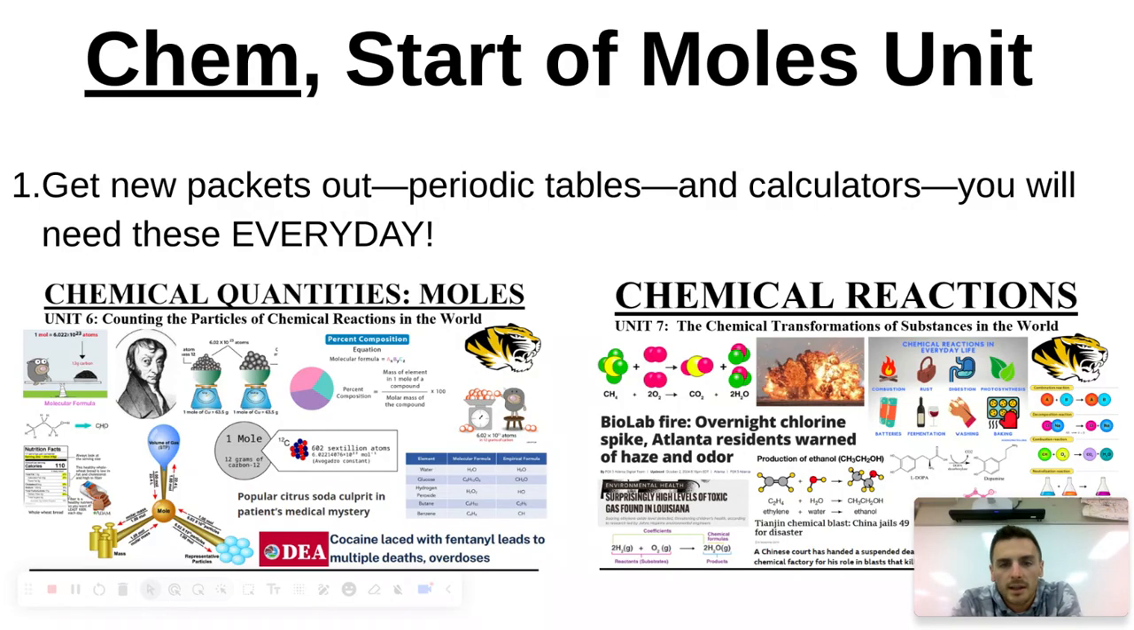today. So get out your new packets. If we need to pause it, that's fine. But periodic tables you'll need every day. You'll also need calculators. If you don't have your own scientific calculator, you can use one of my blue ones up at the front. I have 16 of them. They all need to get returned. Otherwise, I won't let you use them, and you cannot do this math in your head. So you'll get your bonding test back later today.